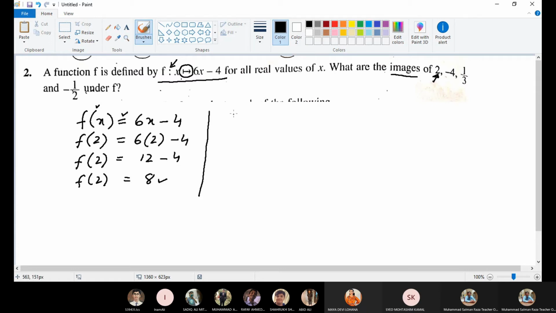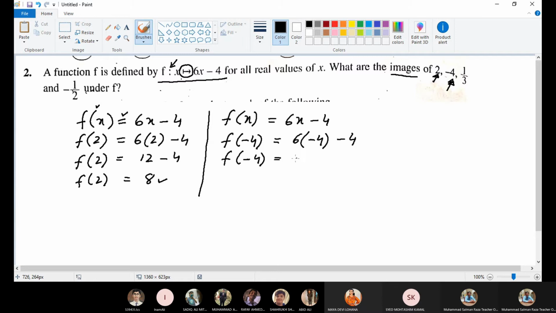Now the next part is f of x. I'll be writing it the same: f of x is 6x minus 4. And now I am going to take this minus 4 in place of x. So this is going to be 6 into minus 4 minus 4, and that is f of minus 4 equals minus 24 minus 4. And f of minus 4 is going to be minus 28, which is my answer.